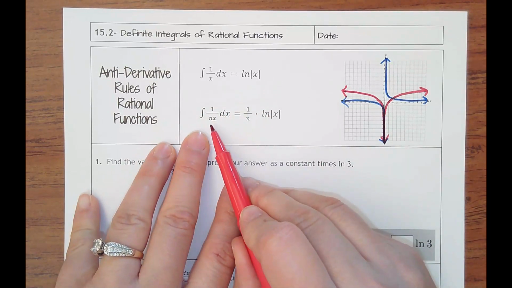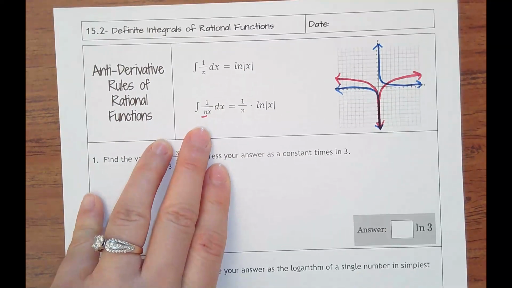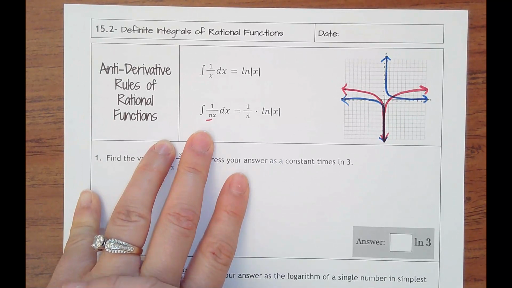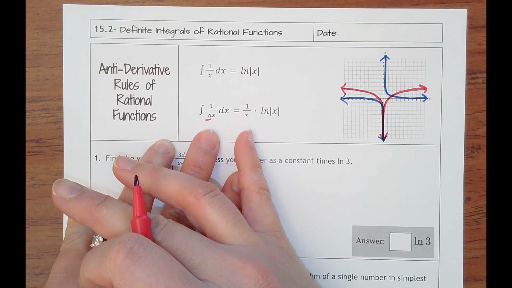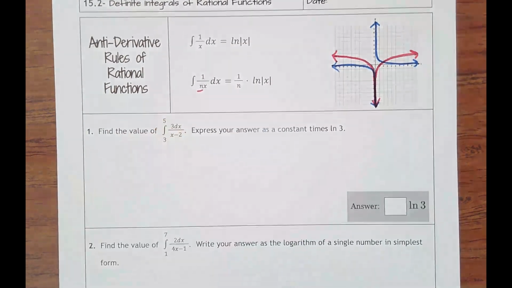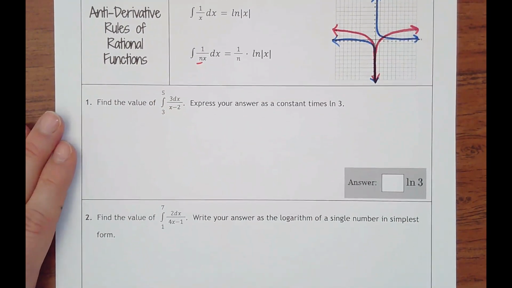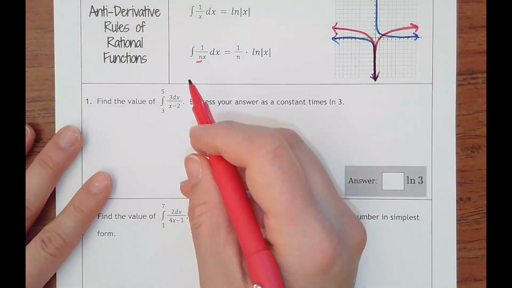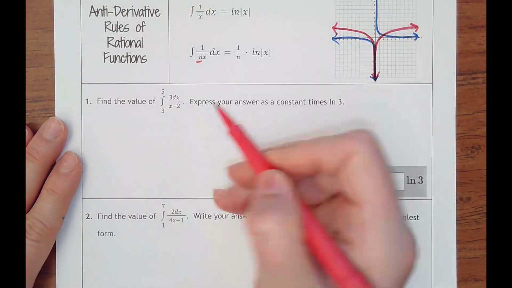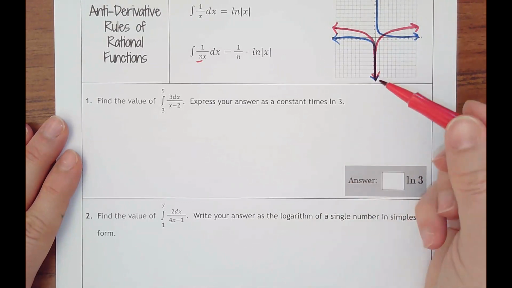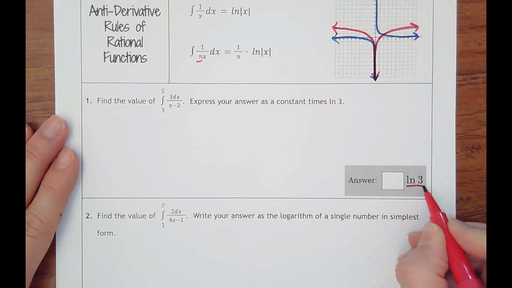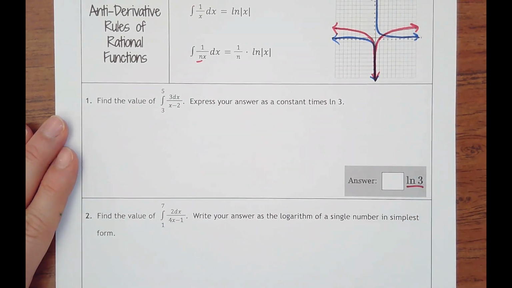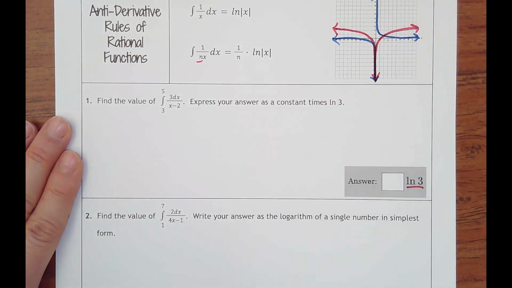Same thing's going to apply where anytime there's something times x, the antiderivative or the integral tells us to divide by that number or multiply by the reciprocal. So it's like the backwards chain rule. So let's just try one. It says find the value from 3 to 5 of the area under the curve of 3 dx over x minus 2. The other tricky part, it's going to want us to express our answer a certain way. In this case, as a constant times natural log of 3. So I have to have natural log of 3, and I'll have to manipulate the logs to get them to be the way I want.